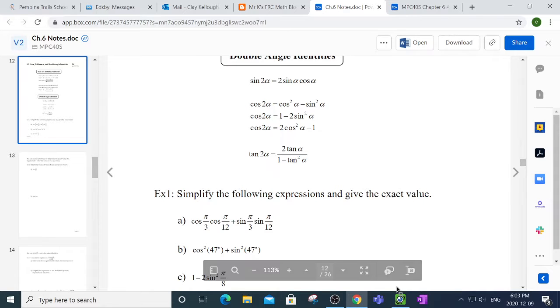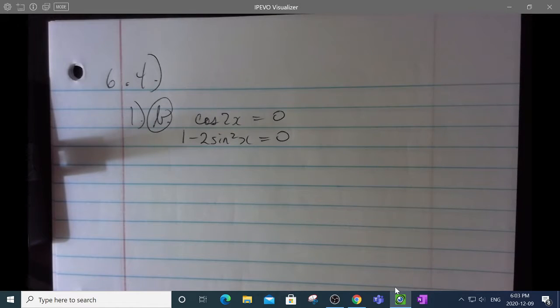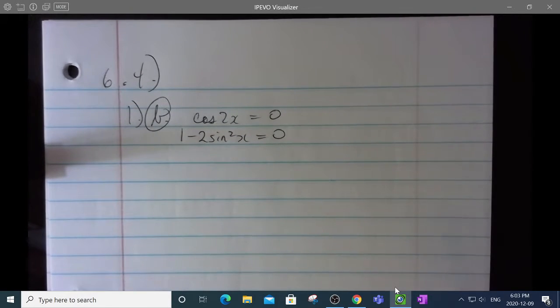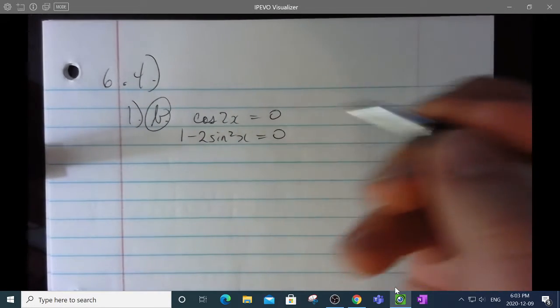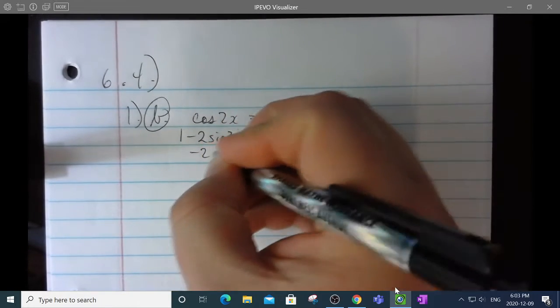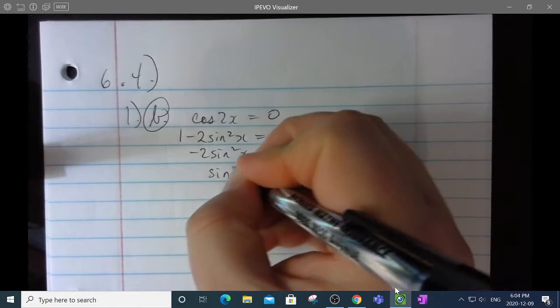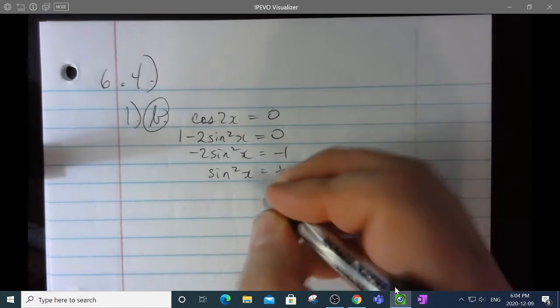Let me go back to the picture now. There we go. So that's the way that has to be. Let me straighten that out a bit. There. So again, I could have used the other one, but I'll use this one, and then I'll solve that. I'll minus 1 from both sides. Divide both sides by -2. And then I'll square root both sides.